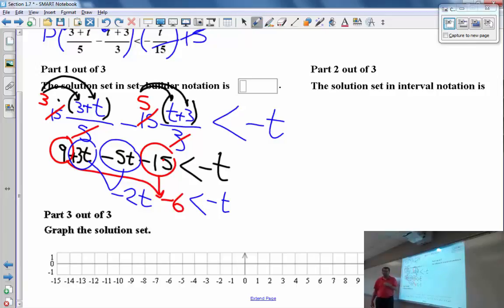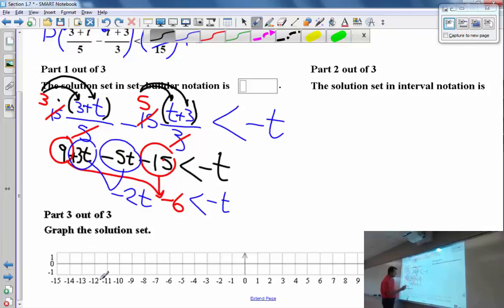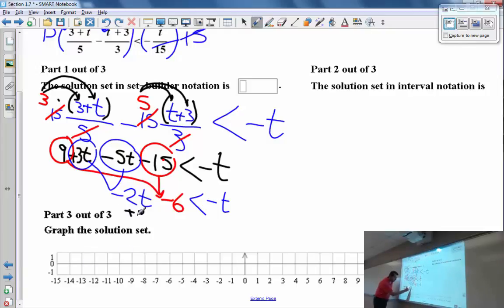However, I like the first option better. If I move this one to this side, I still have negative t's. I don't like dealing with negative numbers. So the first one is a better idea. Let's put plus 2t on both sides. 2t here and 2t there. Okay? And gone.